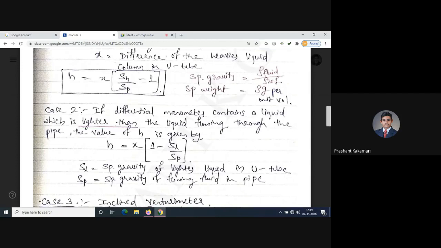Already you know these equations. This is one more extra equation where the liquid in the manometer may be lighter. In many cases it will not happen. Maybe in a numerical we may be given that the manometer liquid is lighter.